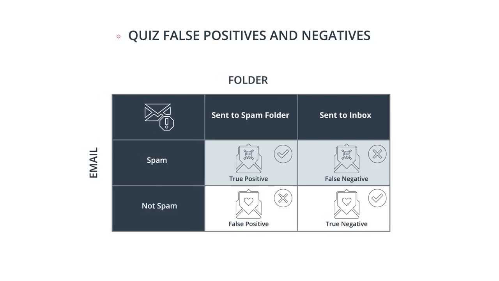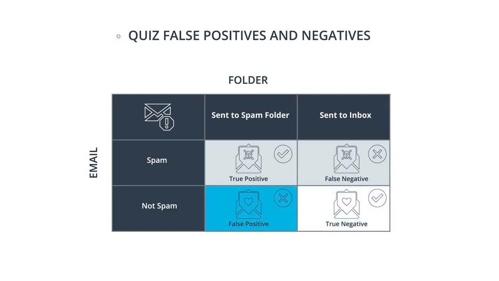So we have two emails, one non-spam from our grandma telling us she baked cookies, and one spam from a questionable source. Recall that for this model, we again have four possibilities. A true positive, which is when the spam email gets correctly sent into the spam folder. A true negative, which is when our grandma's email gets correctly sent into the inbox folder.